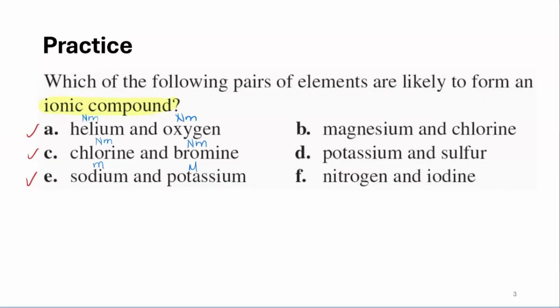Let me show you an example of an ionic compound. On letter B, we have magnesium and chlorine. Magnesium is a metal. Chlorine is a non-metal. So this means that the atoms in letter B will form an ionic compound.